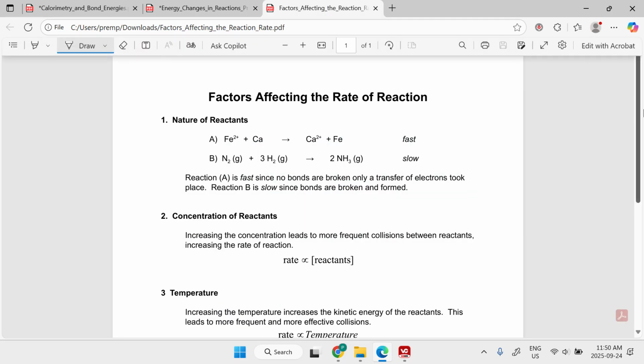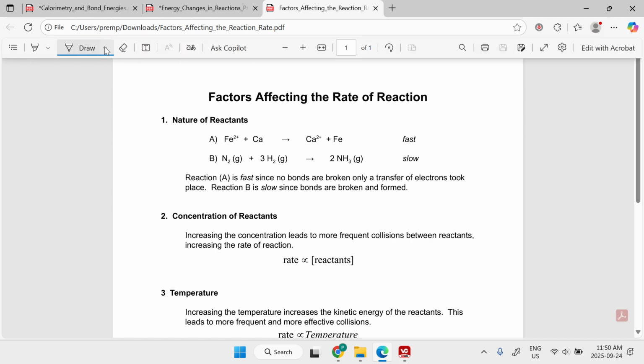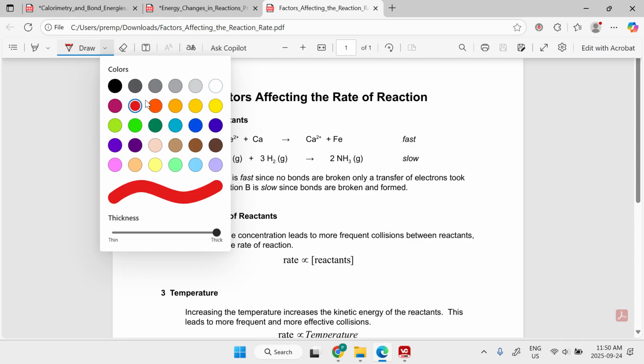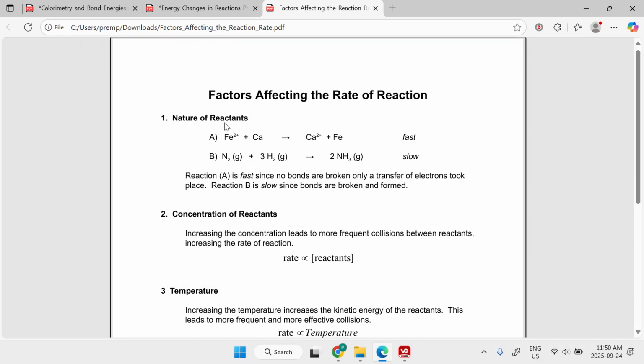And the last thing that we are going to work on in this video is the factors that affect the rate of reaction. So whether the reaction is fast or slow, what are the different factors which contribute toward it? So that we have to work on. First, the nature of the reactant. Nature of the reactant talks about how many bonds are formed and how many bonds are broken, so it can affect the rate. If more bonds are broken and more bonds are formed, the reaction can be slow. But if there are fewer, then it can be fast.